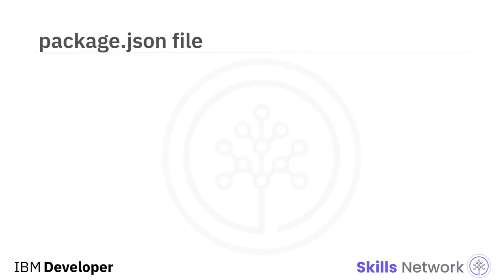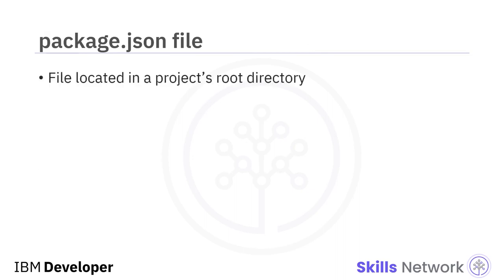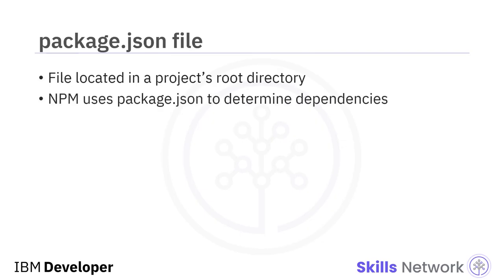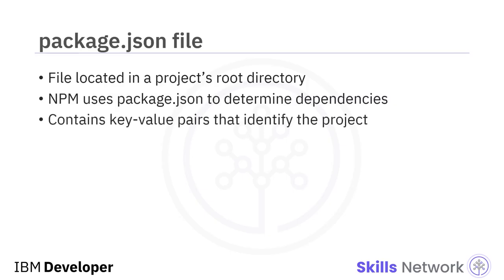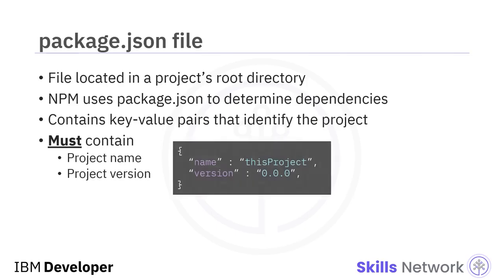All NPM packages require a file named package.json that should be located in the project's root directory. NPM uses the metadata in the package.json file to determine all of the dependencies in a package. This file contains the project's identifying metadata in the form of key-value pairs that, at a minimum, identify the name of the project and the project's version number. The code shown here displays an example of those two key-value pairs.